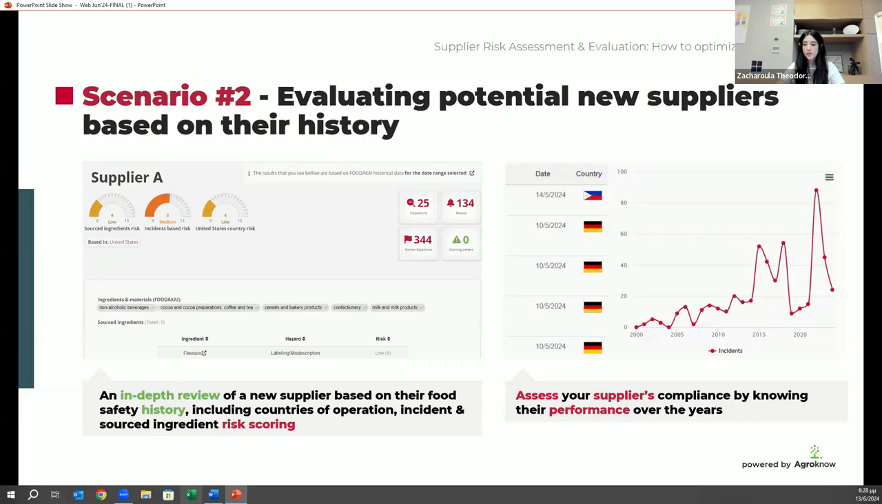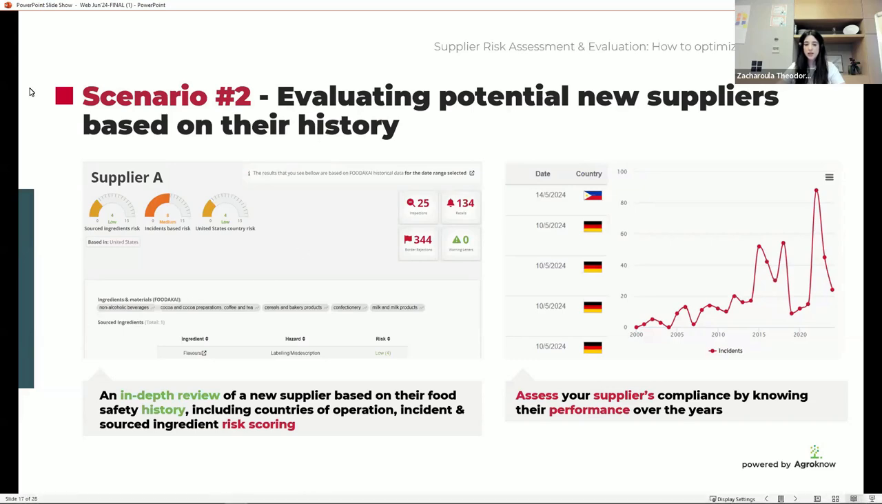In FoodTech, we have a supplier profile, which includes all food safety history records, including number of recalls, border rejections, inspections, warning letters. Estimated risk scorings for the country of operation and the sourced ingredients that you are considering are also available. So by analyzing this data, you can learn important details about the supplier's dedication to food safety and their ability to provide safe products.